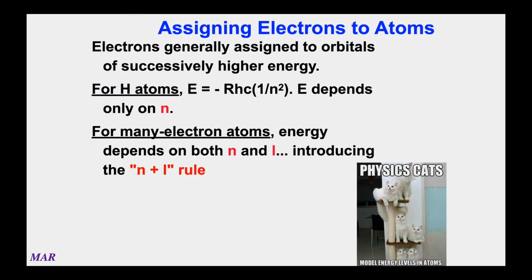Next question comes: how do you assign electrons to atoms? Like, do they go in random or is there an order? Well, there's absolutely an order, all right?